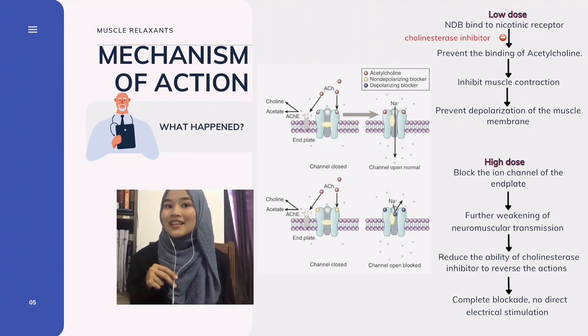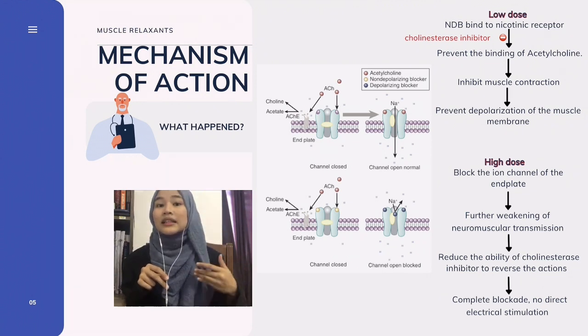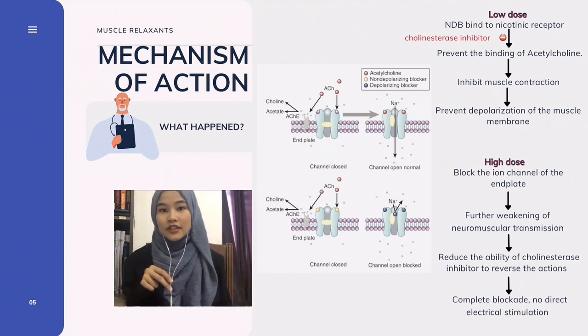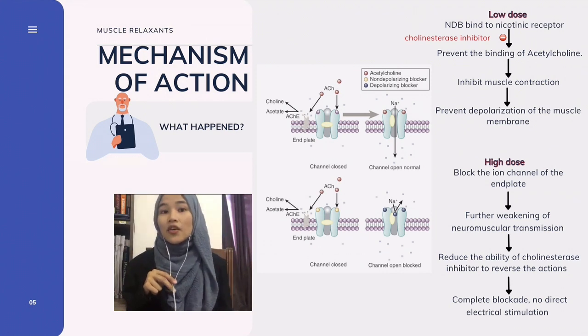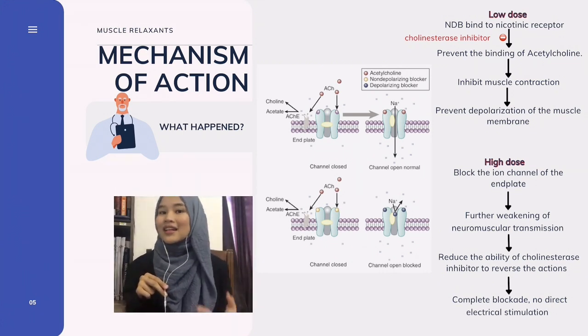Thus, we can reverse this action by increasing the cholinesterase inhibitor. In high dose, NDB is capable of blocking the ion channel and further weakening the neuromuscular transmission. It will reduce the ability of cholinesterase inhibitor to reverse the action, and thus, when there's a complete blockade, no direct electrical transmission is seen.